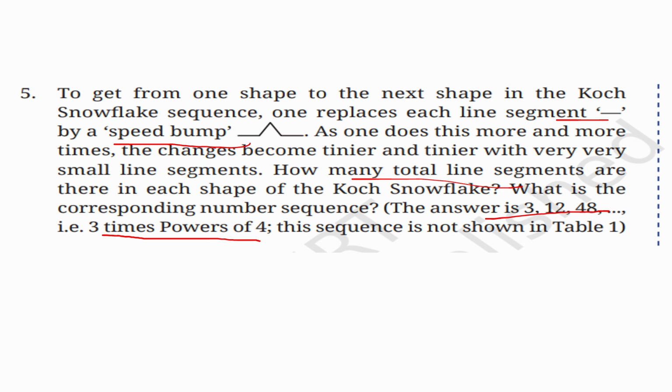Okay, so here the Koch snowflake sequence is given. See, this is the Koch snowflake sequence. How many line segments are there in each of these shapes? In the first one, 3 line segments are there. In the second one, 12. Then the third one, 48. Then the next one, 192. And the last one, 768. So how did you get this?